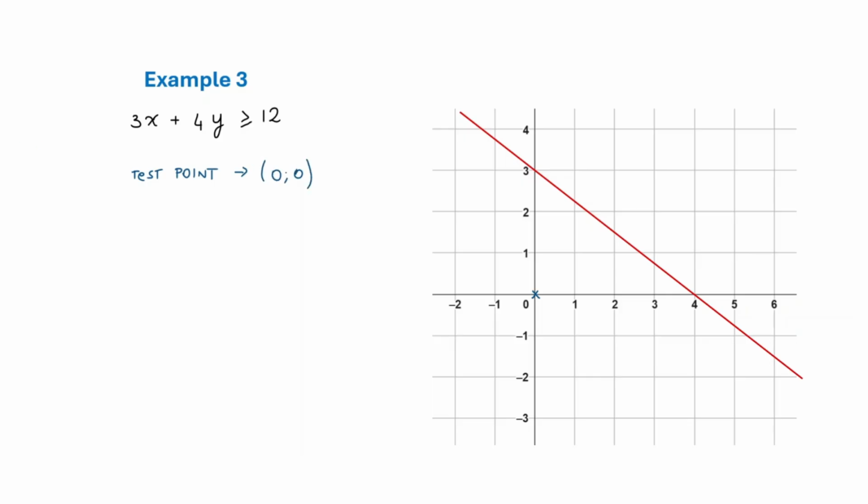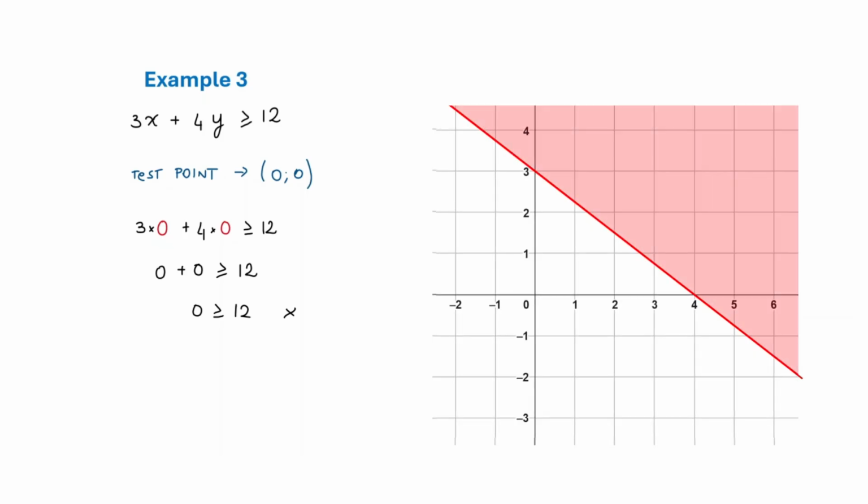We substitute x equals 0 and y equals 0 into the original inequality. This gives 3 times 0 plus 4 times 0 is greater than or equal to 12. So we get 0 is greater than or equal to 12. This is false. So the region containing 0, 0 is not part of the solution. That means we shade the region on the other side of the boundary line. And this is the graph of 3x plus 4y is greater than or equal to 12.